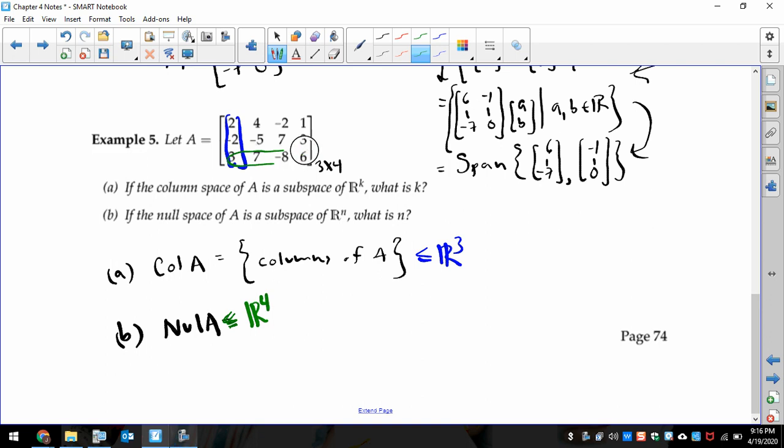Now, why does the null space have to be that size? Well, remember, the definition is Ax equals 0, and so x has to be compatible for multiplication. A is a 3 by 4, so x has to be a 4 by 1. And so that's going to give me a 3 by 1. So all the x's here have to be a 4 by 1 size, which means they have to come from R4. Yeah, good.